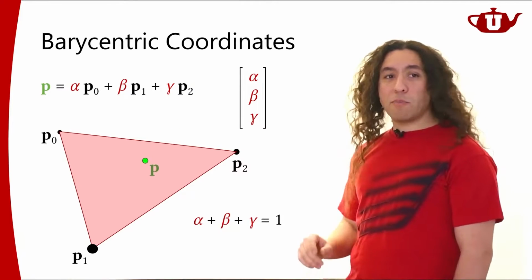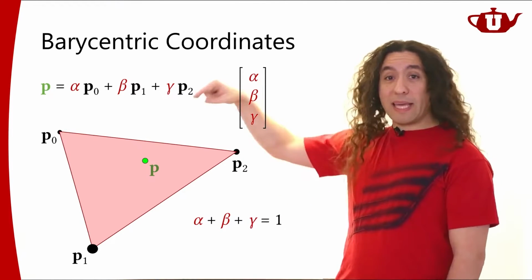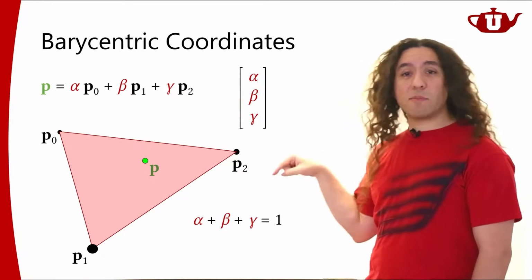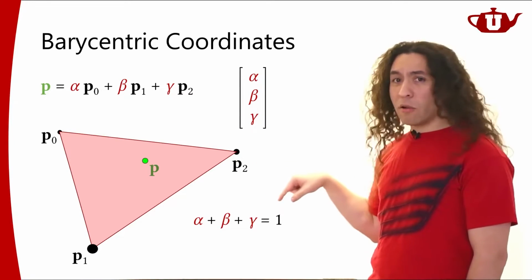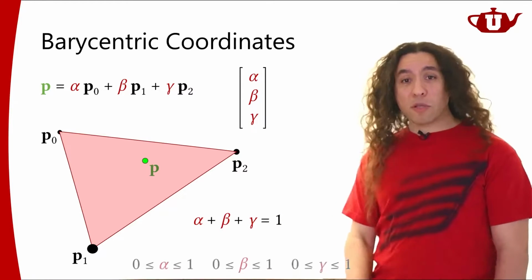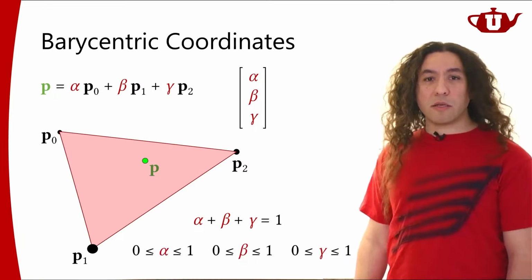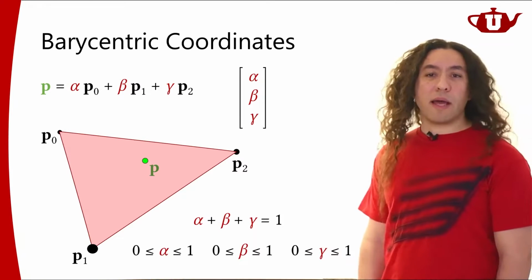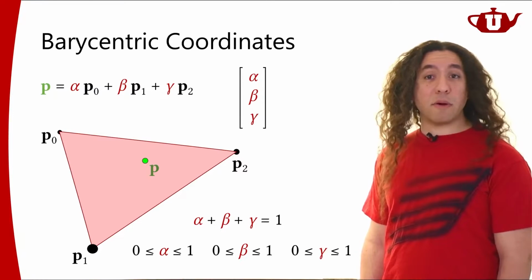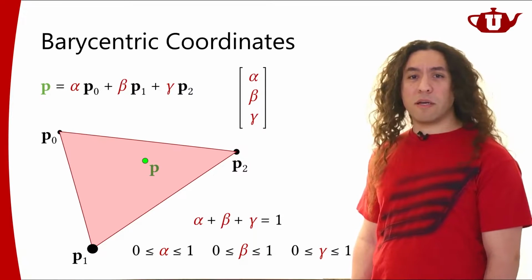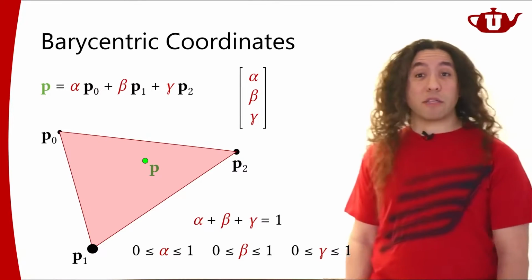But if you want a point that's going to be inside the triangle, there are going to be some additional constraints: these barycentric coordinates are not only adding up to 1, but also each one of them individually will be between 0 and 1. So none of them will be greater than 1, and none of them will be less than 0. If that happens, then you're representing a point that's outside of the triangle.